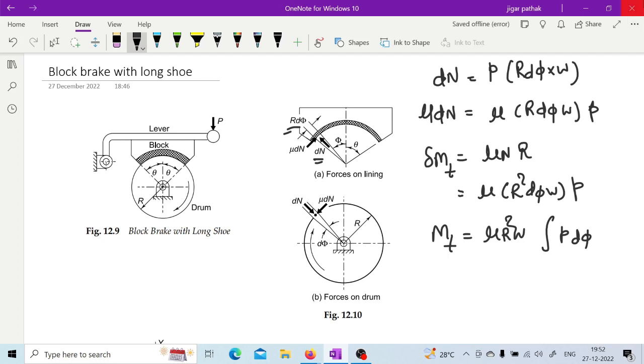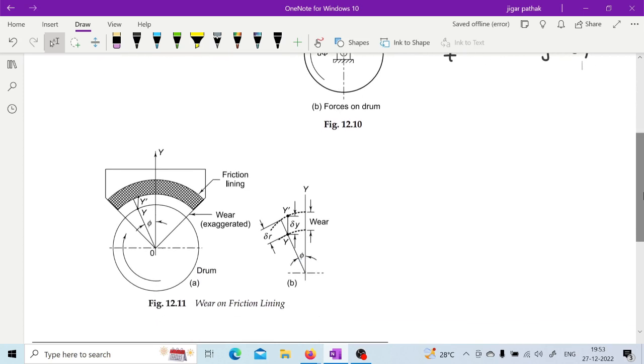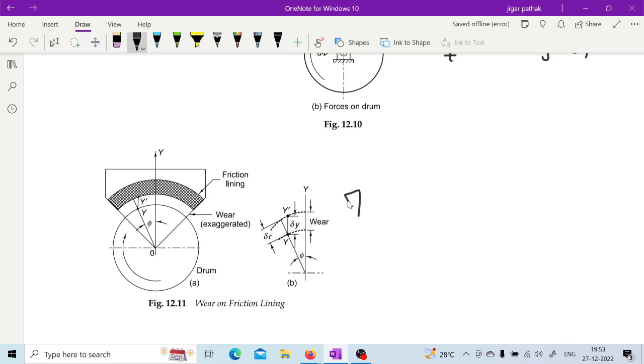Now, if we consider the wear in the friction lining of this kind of long shoe brake, then from this particular figure you can consider that this is delta y, this is phi only, right, and this is delta r. So from this you can write that delta r is equal to delta y cos phi, which gives you that delta y is equal to delta r upon cos phi. So delta y and delta r are actually the amount of wear. Delta r is across the radial direction, delta y is the vertical wear, so it has this relation between them, right.